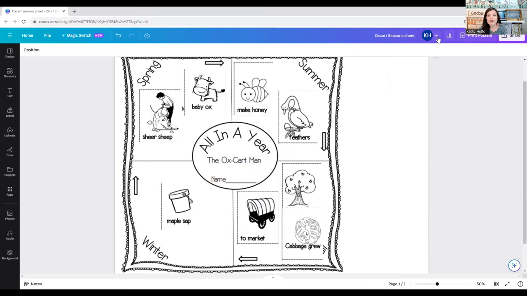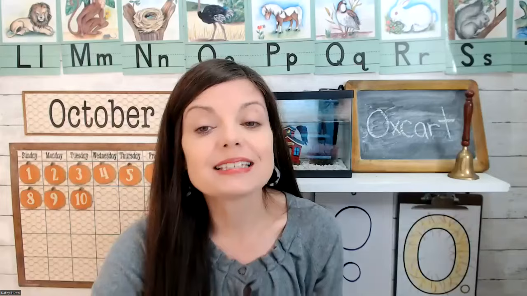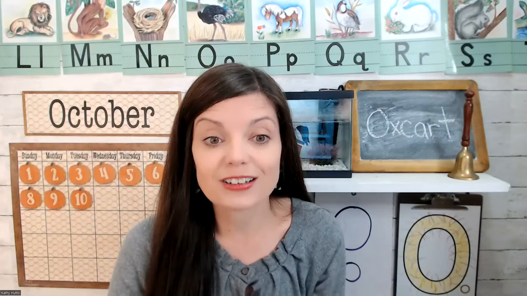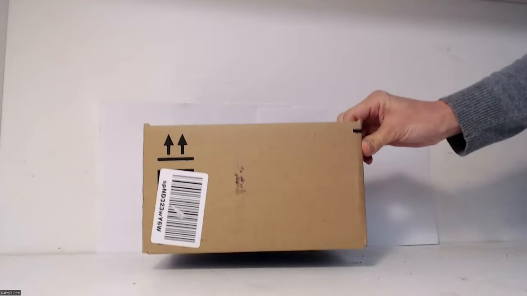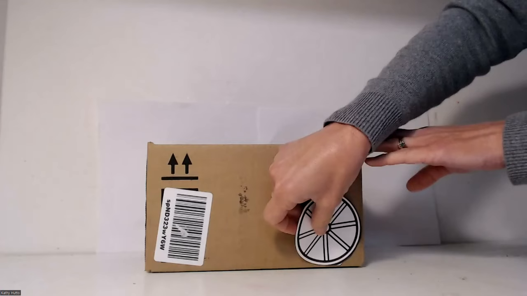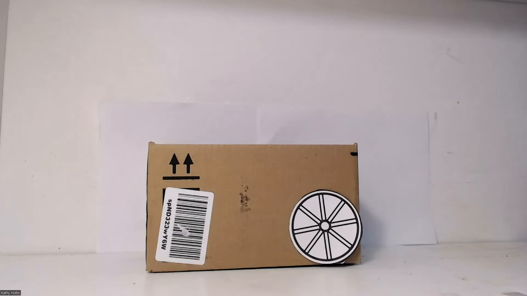Well, it's time for us to make something. We're going to make an ox cart for art. So let's head to the art table. For art today, I'm going to make an ox cart, and I'm just using a small box. I cut out some wheels. And parents, you can get this. It's on the lesson plan for this week. The link is below. So we're just going to cut out the wheels.